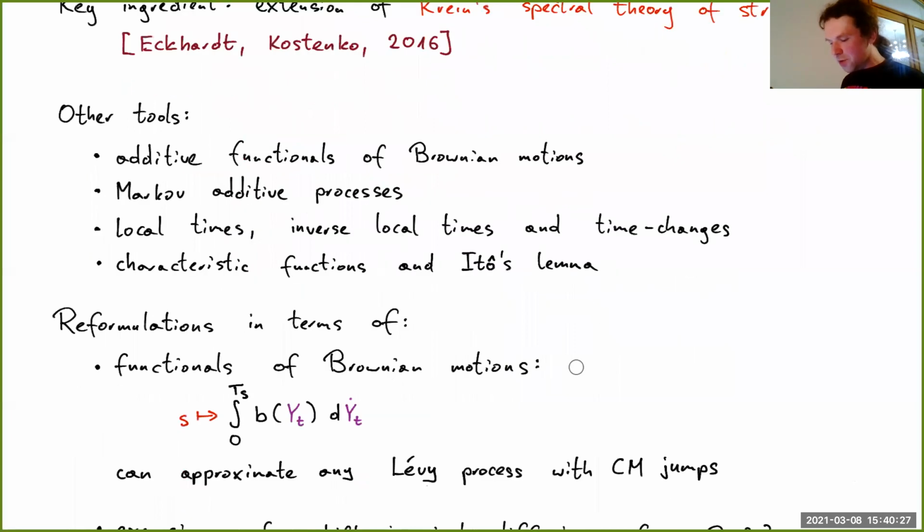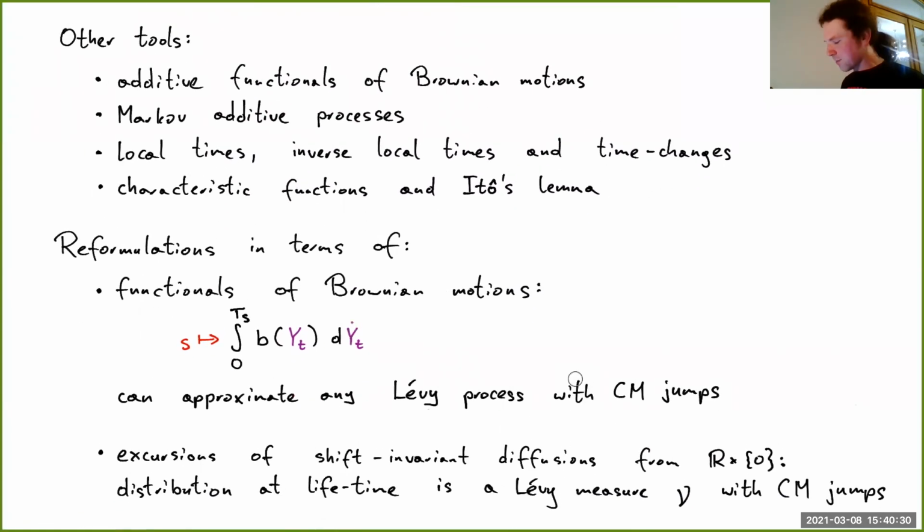Let me just mention that there are two reformulations of that result available. One of them is in terms of functionals of Brownian motions. The easiest way to state it is that if you take the integral with respect to the vertical component, where the dot here means that we only integrate with respect to the martingale part, so ignore the local part in the Ito-Tanaka expression for Y_t. Such integrals evaluated at the inverse local time are, of course, Levy processes. The interesting part is that they can approximate any Levy process with completely monotone jumps in an essentially unique way.